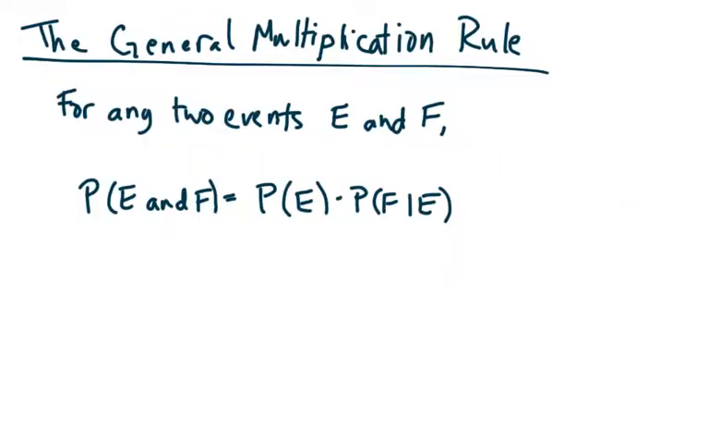In general, we have a multiplication rule for any two events, E and F. The probability that E and F both occur is equal to the probability that E happens times the probability of F given E. There is a multiplication rule for independent events, but this multiplication rule does not depend on the independence or dependence of the two events. It works for any two events. These are the two rules we're going to practice here with our contingency tables.